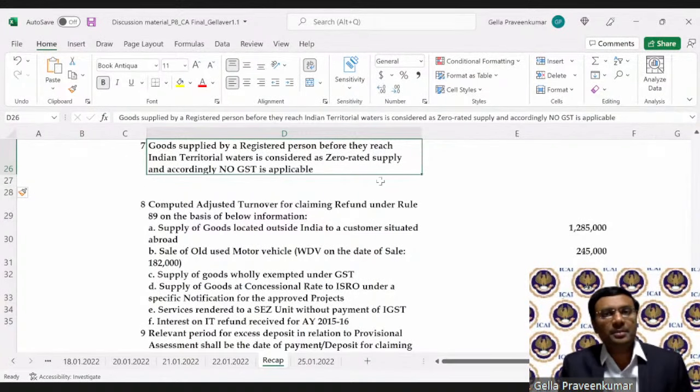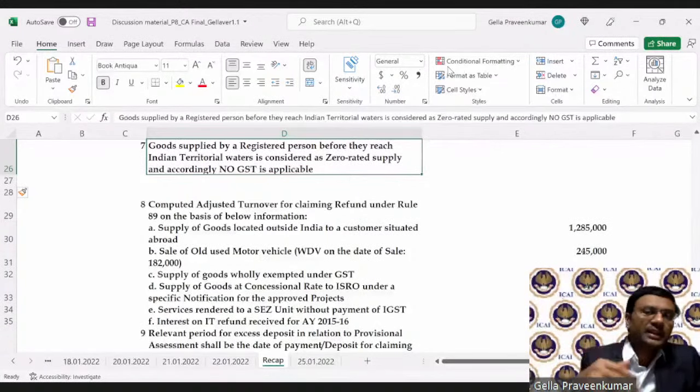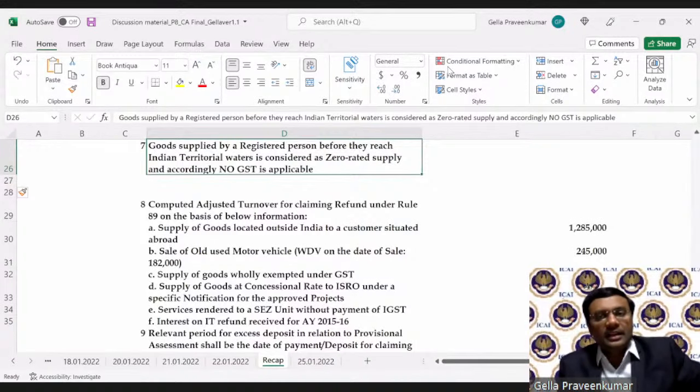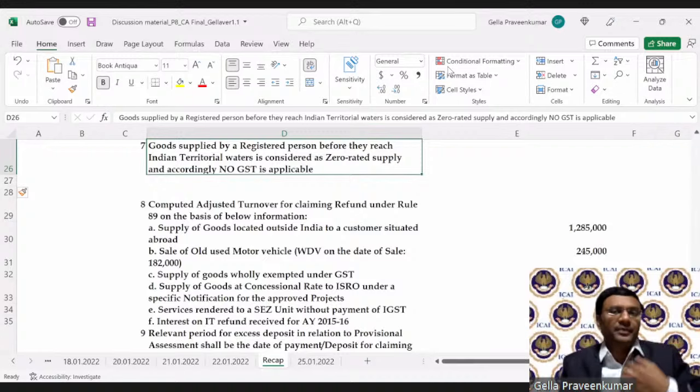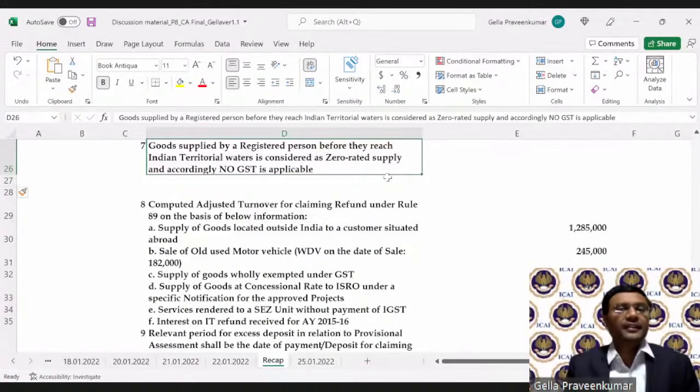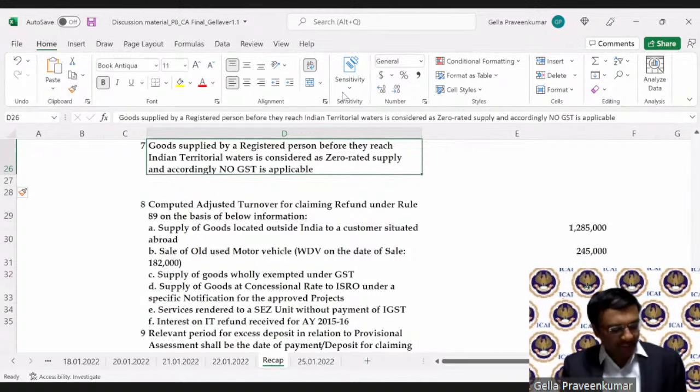Students, please put your answer in the question window. Let me have your view. For this question number 7, what is your view? Before the goods hit the Indian territorial water, there is a supply. The question says that this is considered as a zero rated supply. If you say yes, why? If you say no, then what should this transaction be called? Please put your answers into the question window.